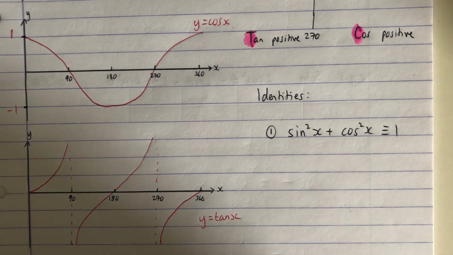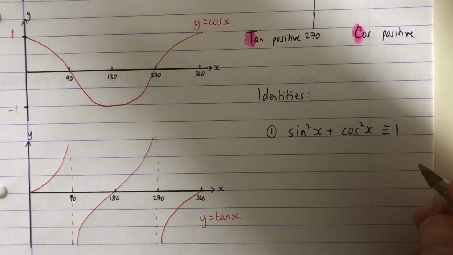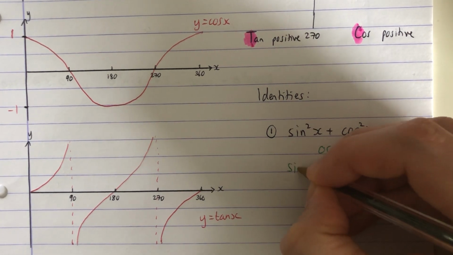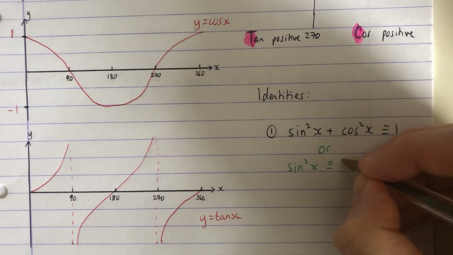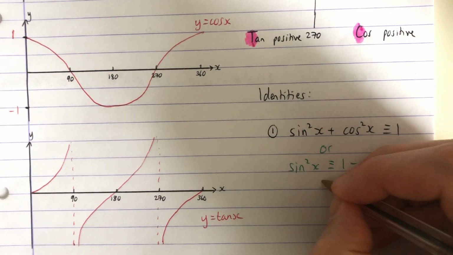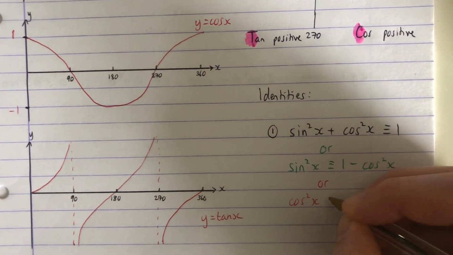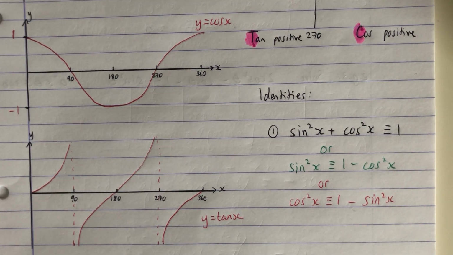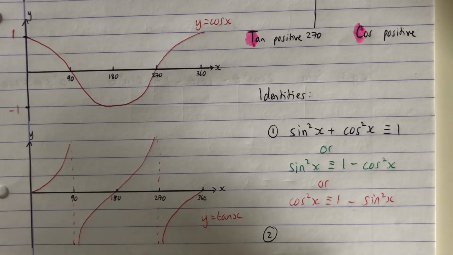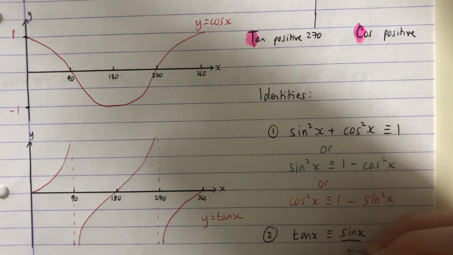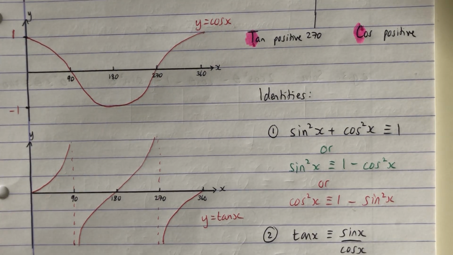Problem is with this one, normally you use rearranged versions of this. So that would be the same as if I made sine squared x the subject, I would get this. And if I made cos squared the subject, I would get this. So those two are actually more used than the first one. And the second identity is tan x is identical to sine x over cos x. And again, that would work for every single value of x.